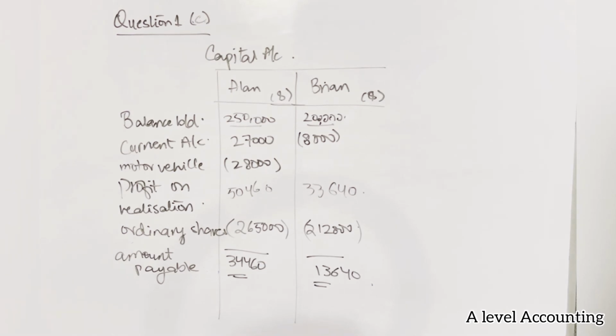Very simple account in which you were supposed to just list down the drawdowns, the current account, the motor vehicle, the profit, the ordinary shares. The calculation is very easy, and then you're done with the settlement amount. This is the amount that is now left to be paid, and that's it. Now we'll move on towards the next part.